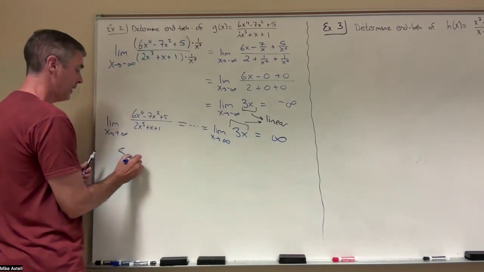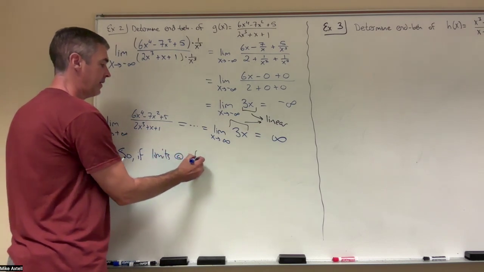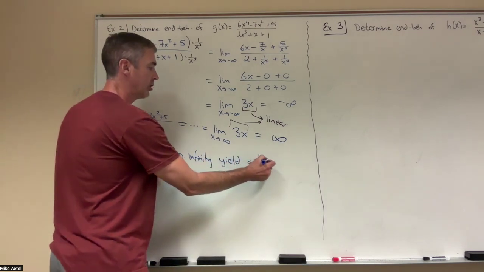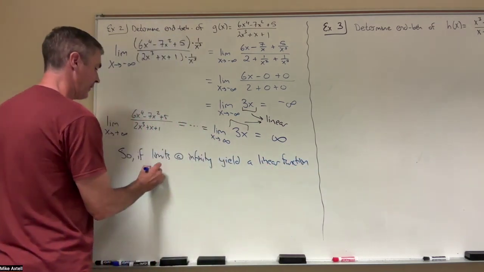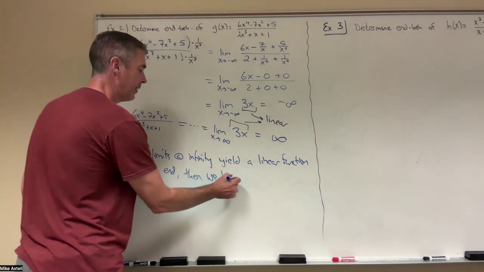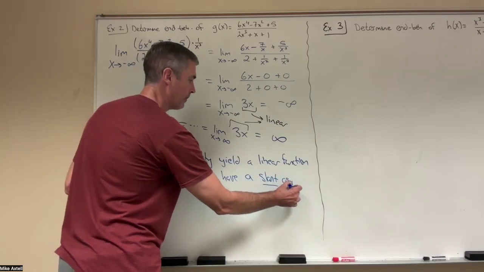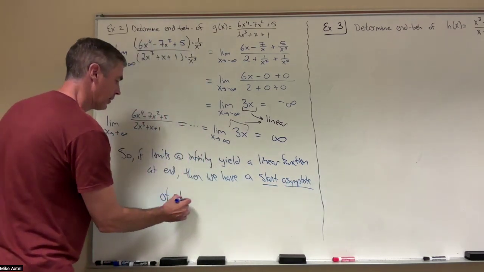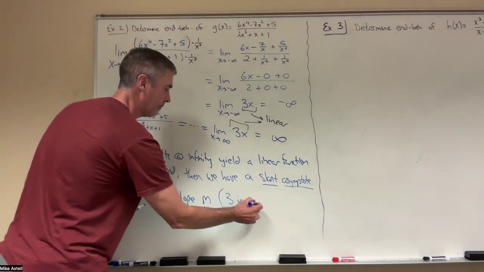So if the limits at infinity yield a linear function at the end, then we have a slant asymptote of slope m. 3 in our example.